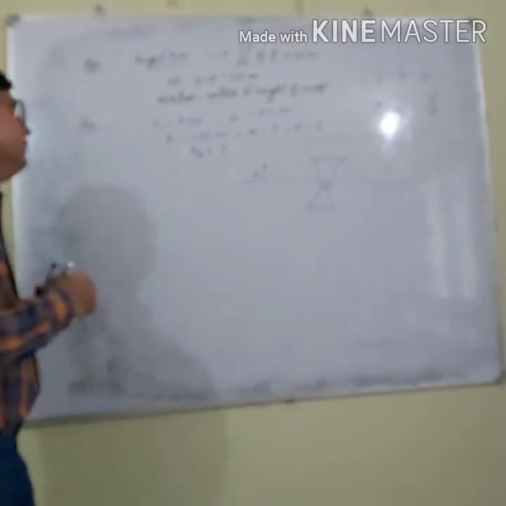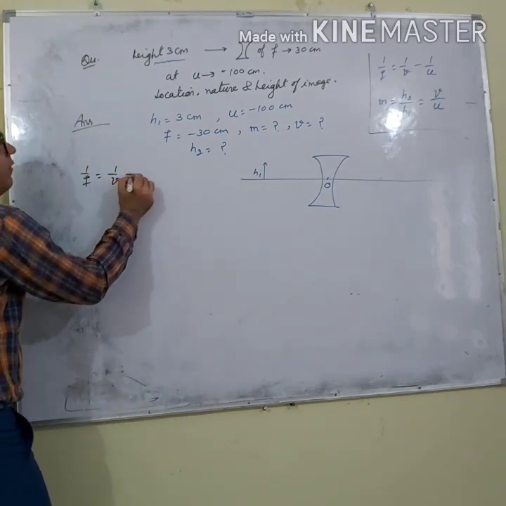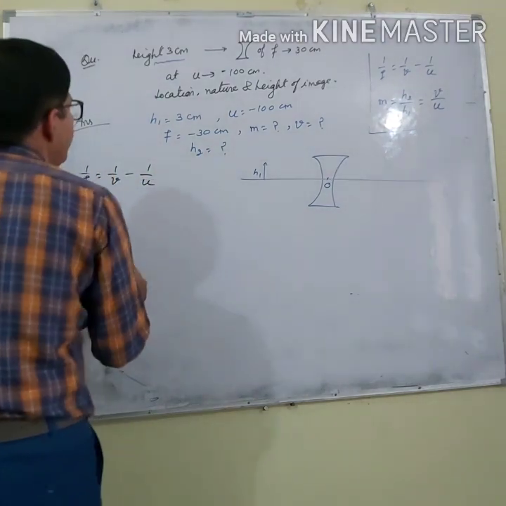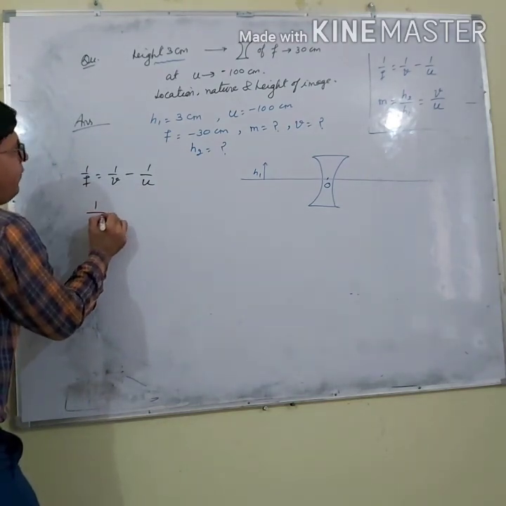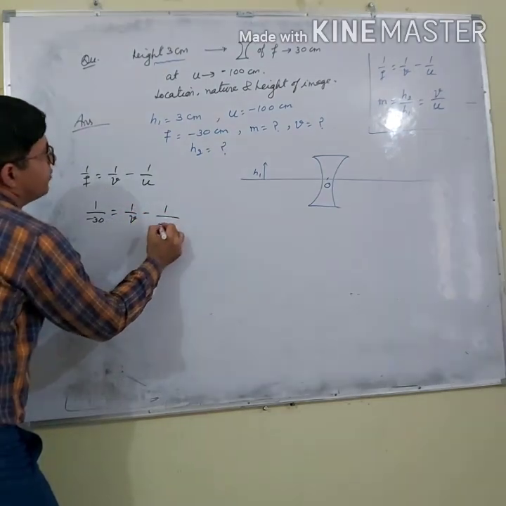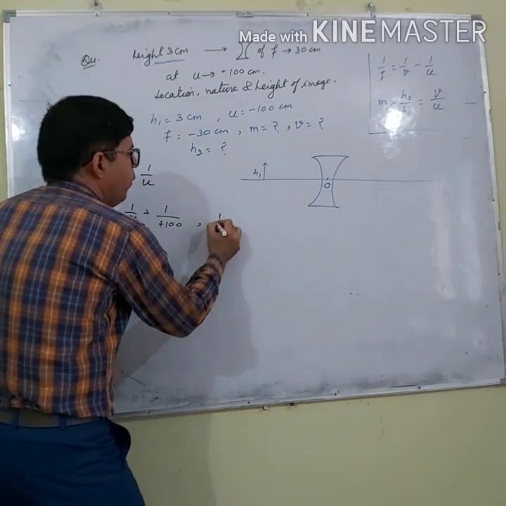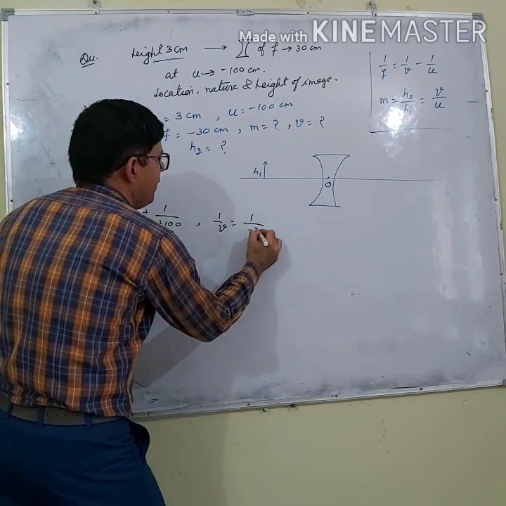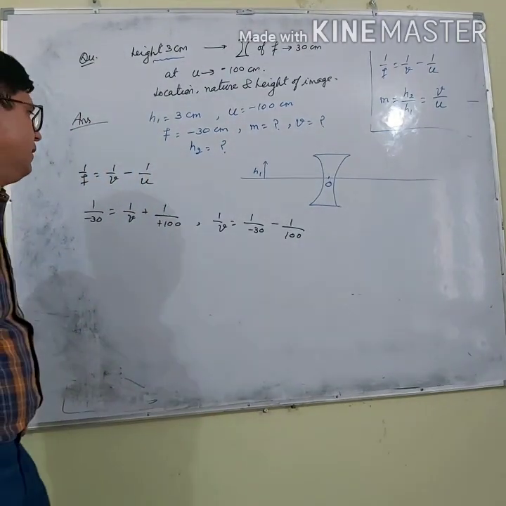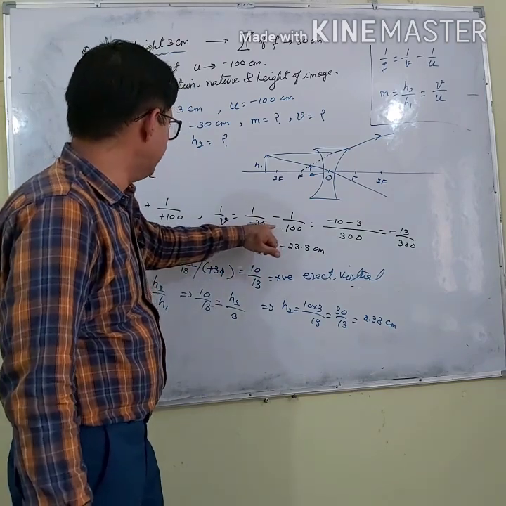So let's do this. Now I know that from the lens formula, 1 by f equals 1 by v minus 1 over u. So here 1 by f is minus 30, and I have to calculate v, and u is minus 100, and minus minus is plus. So I can say 1 by v equals 1 by minus 30 minus 100. Now put in the values: minus 30 and plus 1 over 100.